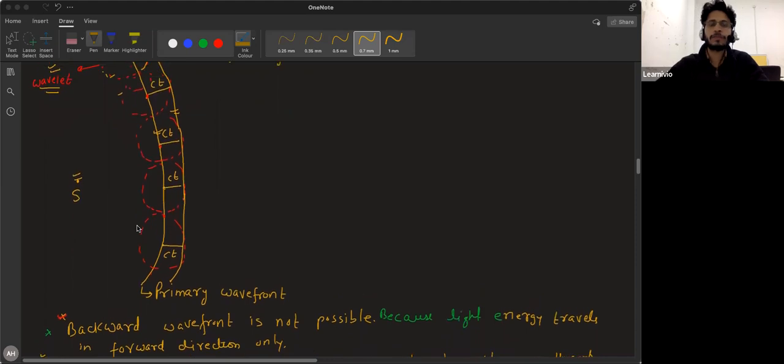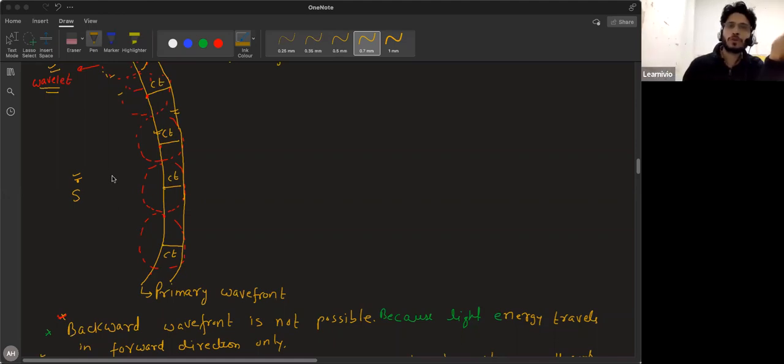Okay. The next thing is, when you draw a wavefront, light energy only travels in the forward direction. It does not travel in the backward direction. So backward wavefronts are not possible. Only forward wavefronts are possible. So this was a flaw in the Huygens theory.